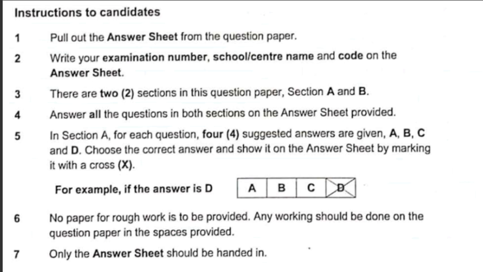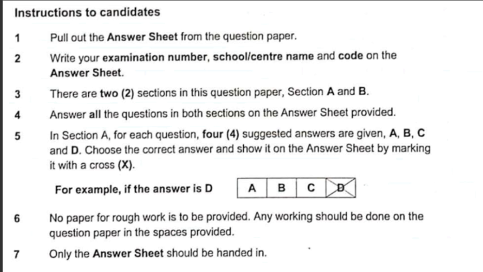Number 5, in section A, for each question, 4 suggested answers are given: A, B, C, and D. Choose the correct answer and show it on the answer sheet by marking it with a cross. So for example, if the answer is D, then you cross D like you can see on the screen there. You do just like you have been shown.